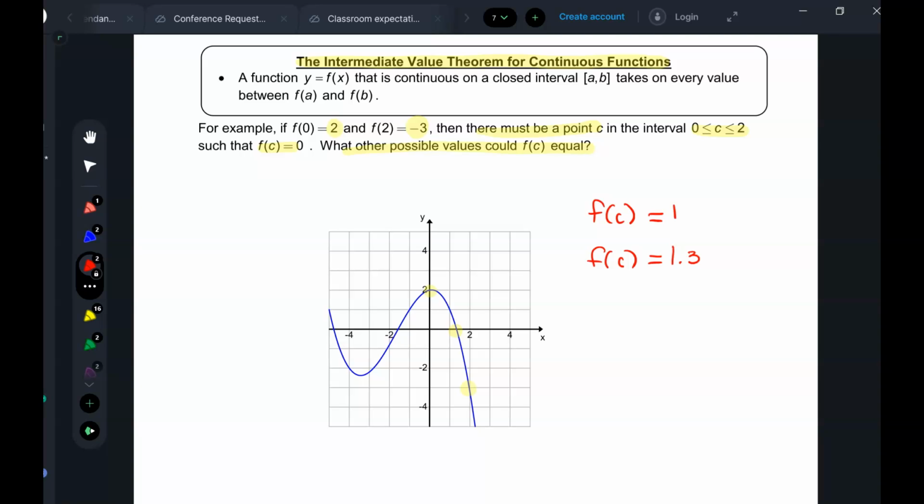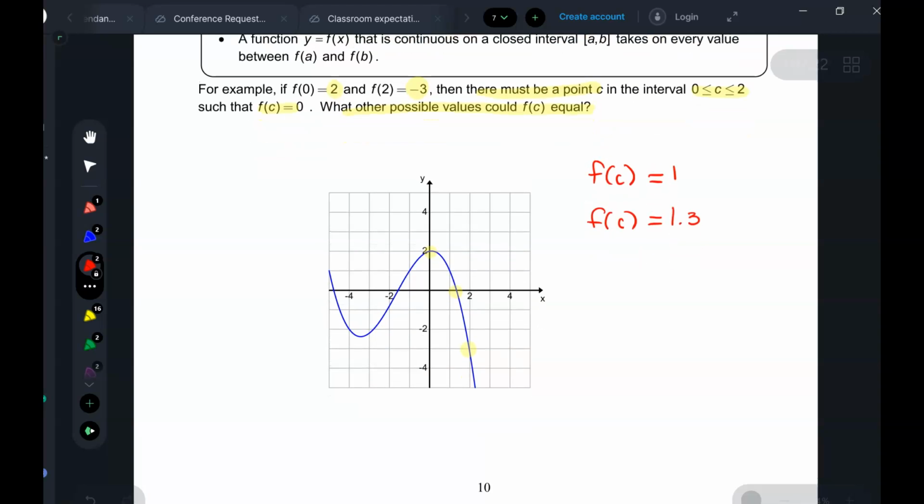Could f of c equal -5? Could, but we don't know for sure, so we wouldn't include it in the values, right? These are y values, yes. So intermediate value theorem is specifically referring to the y values on a closed interval. So they're saying from here to here. I could go down to -3, but I'm restricting it there. So it has to be between 2 and -3.